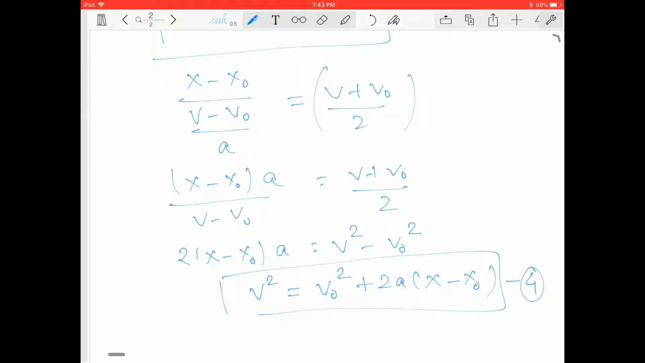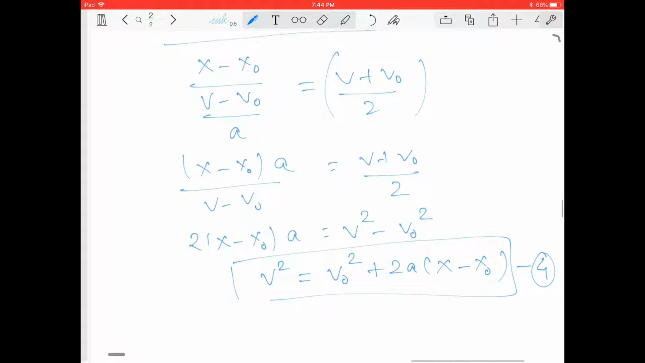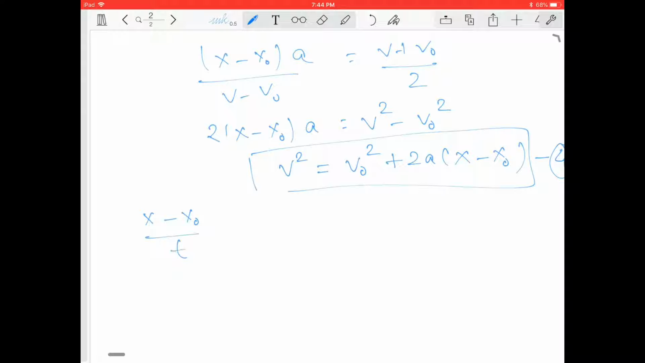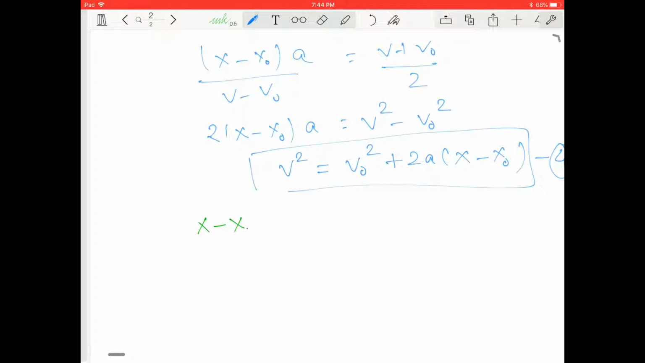So now, there's one more that I want to do. Similarly, if we rewrite that average velocity formula, x minus x naught divided by t, let me change the color of the ink so that we know what we are up to. I'm going to make it green. So we have x minus x naught divided by t equals v plus v initial divided by 2, right?